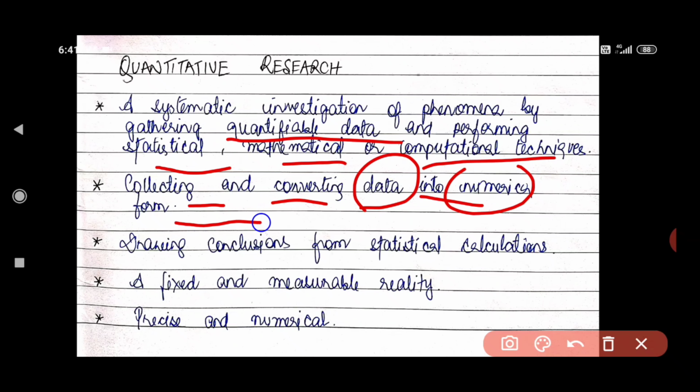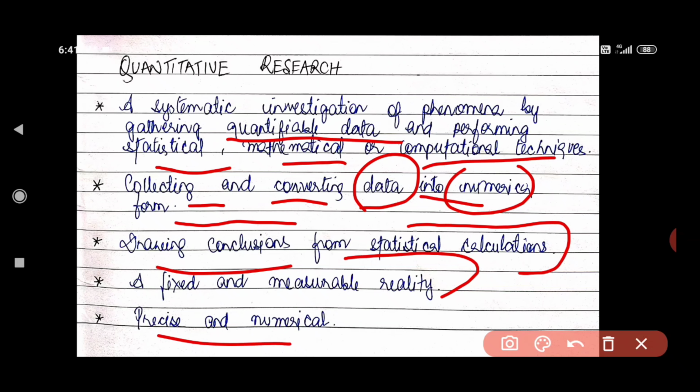And it draws conclusions from statistical calculations. So it makes use of statistical calculations to be able to draw conclusions from. And it focuses on fixed and measurable reality that is always precise and numerical.